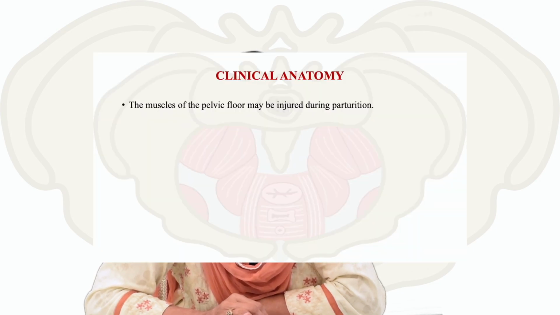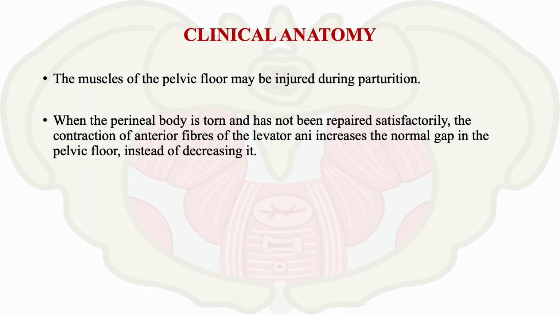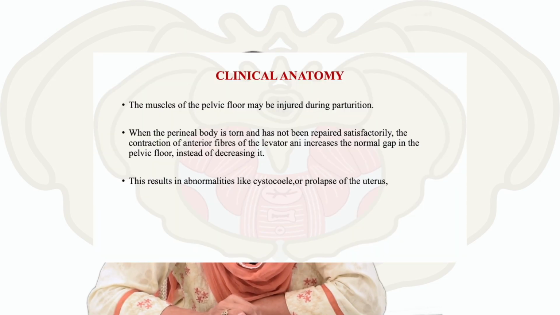Now what is the clinical anatomy of the pelvic floor? The muscles of the pelvic floor may be injured during childbirth. When the perineal body is torn and has not been repaired satisfactorily, the contraction of the anterior fibers of the levator ani increases the normal gap in the pelvic floor instead of decreasing it, and this results in problems or abnormalities which are called cystocele, rectocele, or prolapse of the uterus.